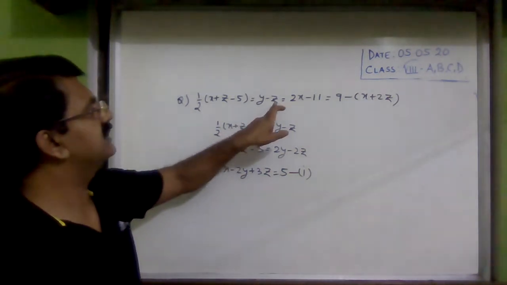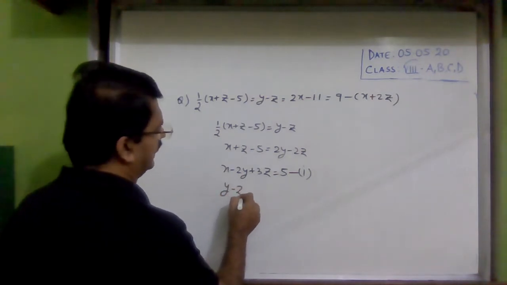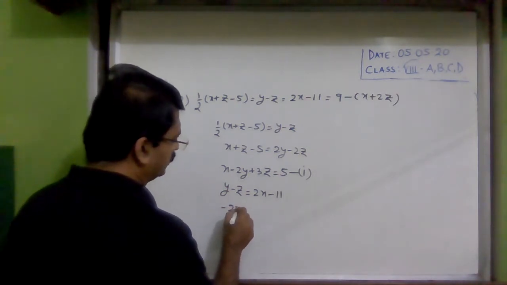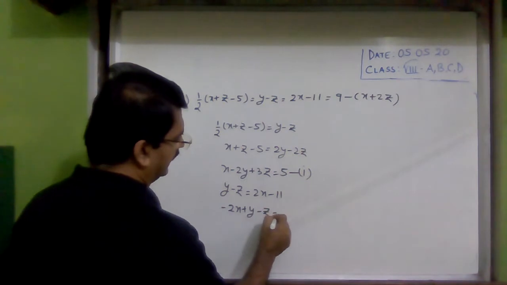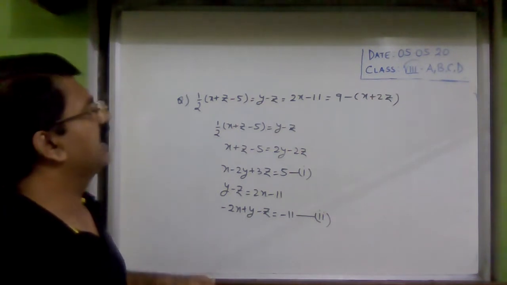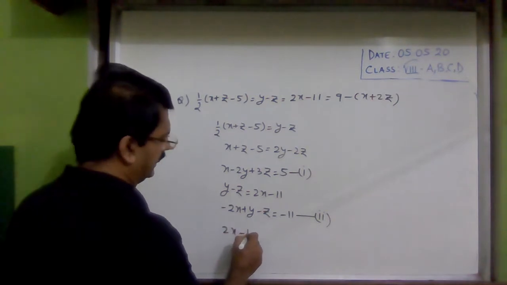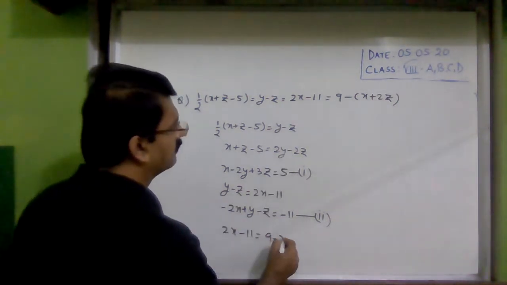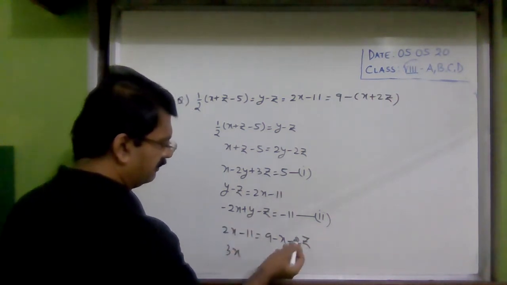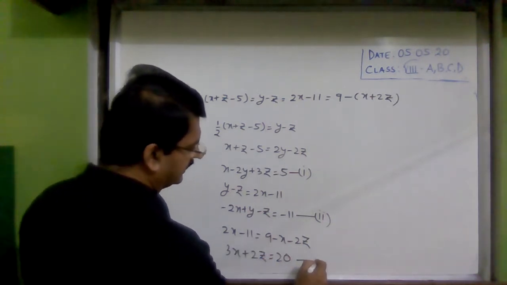Now you equate the second and the third. So y minus z is equal to 2x minus 11. So bring 2x to this side. Minus 2x plus y minus z is equal to minus 11. This is equation number 2. Now we'll equate the third part and the fourth part. So 2x minus 11 is equal to 9, open that bracket, minus x minus 2z. So 2x plus x is 3x plus 2z, and 9 plus 11 will be 20. So this is equation number 3.